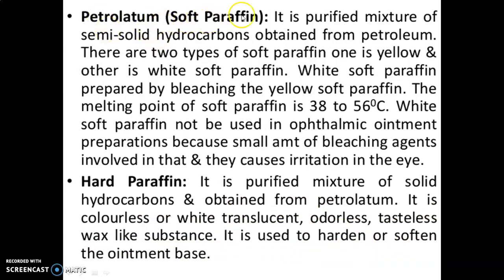Then petrolatum, that is soft paraffin. It is a purified mixture of semi-solid hydrocarbons obtained from petroleum. There are 2 types of soft paraffin. One is yellow and the other is white soft paraffin. White soft paraffin is prepared by bleaching the yellow soft paraffin. The melting point of soft paraffin is 38 to 56 degrees Celsius. White soft paraffin should not be used in ophthalmic ointment preparations because a small amount of bleaching agents is involved in it, and they cause irritation in the eye.